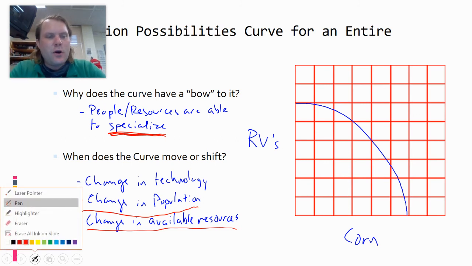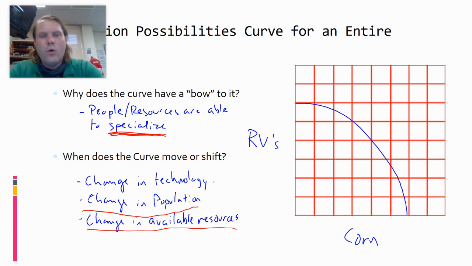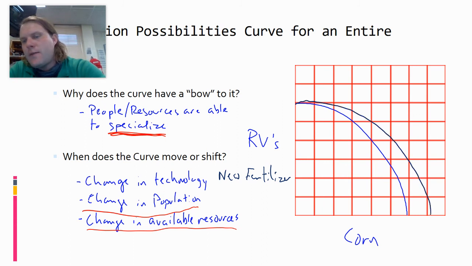Okay, so let's first of all increase our technology, let's say, for corn. Okay, so we got like new fertilizer. Well, fertilizer is not going to affect RVs, right? So fertilizer is only going to affect corn. We're going to say that that's going to make our curve go out that way. Okay.